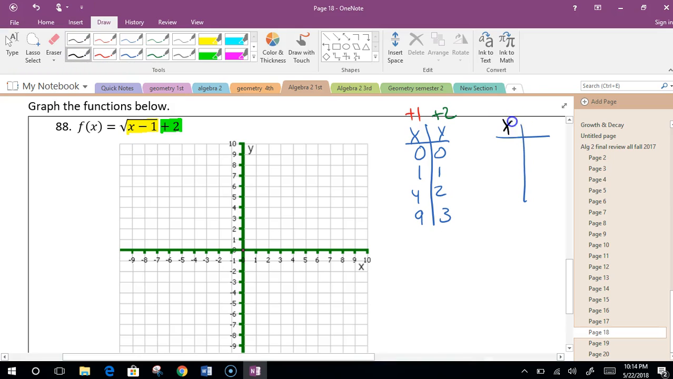So if we do that and we draw our new table, if I add 1 to all my x numbers, I have numbers of 1, 2, 5, and 10. And if I add 2 to all my y numbers, I would have 2, 3, 4, and 5. All I have to do to draw that graph correctly is plot those points. So plot a point at 1, 2, 2, 3, 5, 4, and 10, 5. Draw your curve, put your arrow, again, square roots only get arrows on the one side, and you would be done.